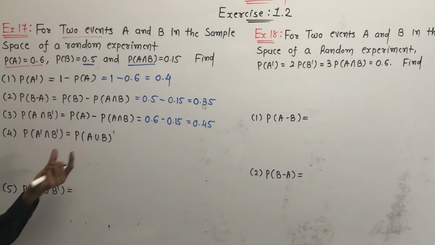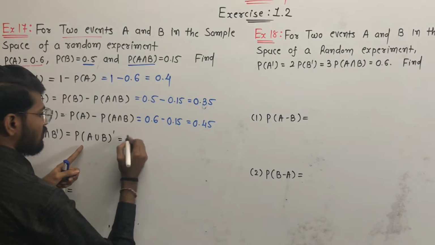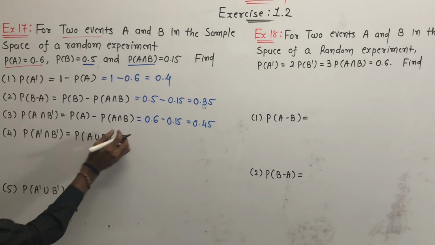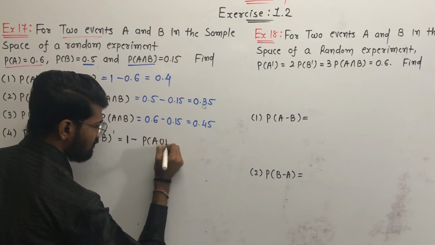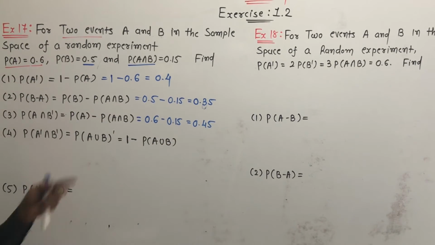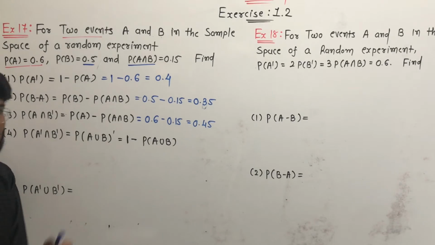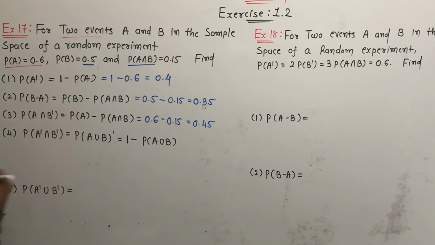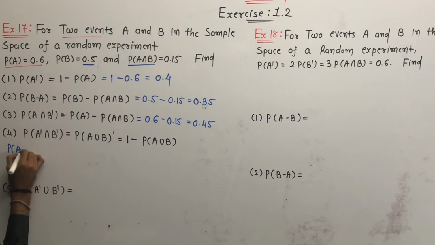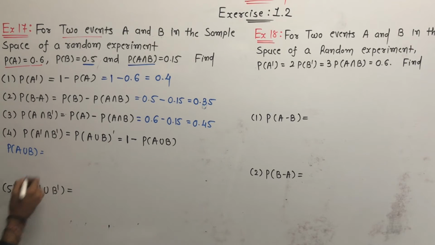Yes, the value of the probability of the union of events A and B. Yes, because P of (A union B) dash is equal to 1 minus P of A union B. Yes, we remove the complement and we put the 1 minus. Okay, so first of all now we have to find the P of A union B.